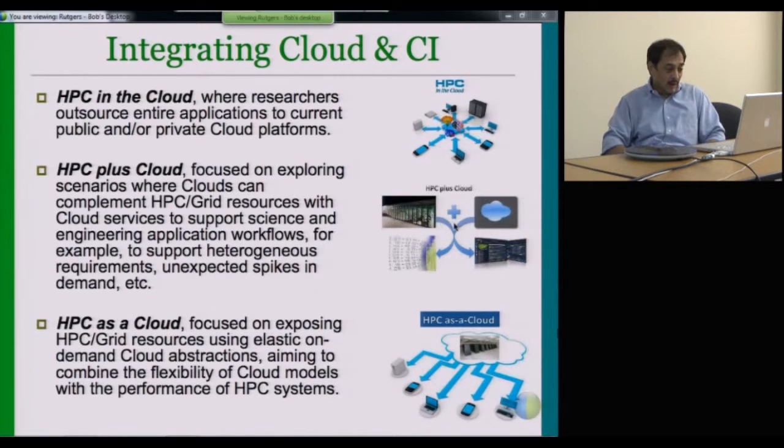And finally, what I haven't spoken about is really exploiting the elastic nature of clouds, and the idea is to use software layers that make more traditional HPC infrastructure accessible using cloud abstractions. And the idea is to combine the flexibility and ease of use of the cloud model with the specific capabilities and performance that an HPC platform provides.